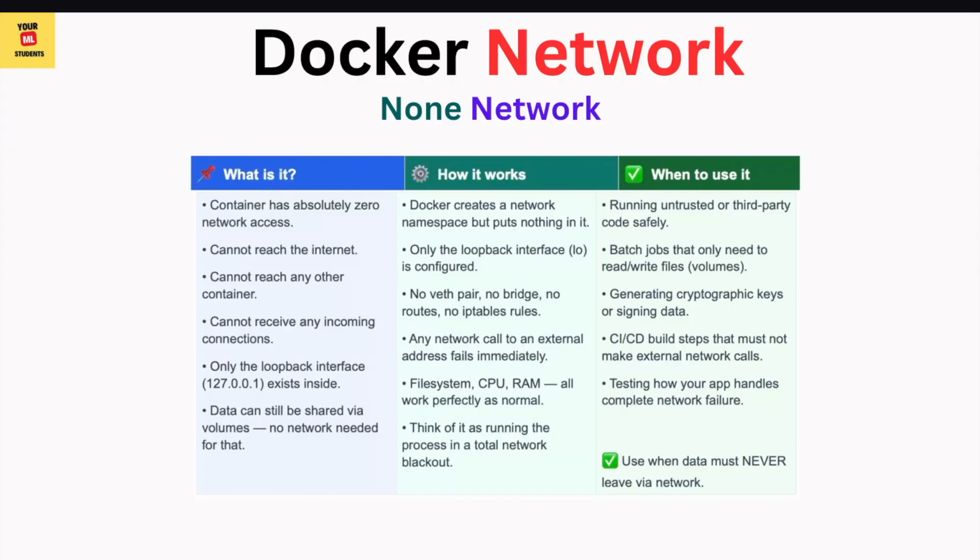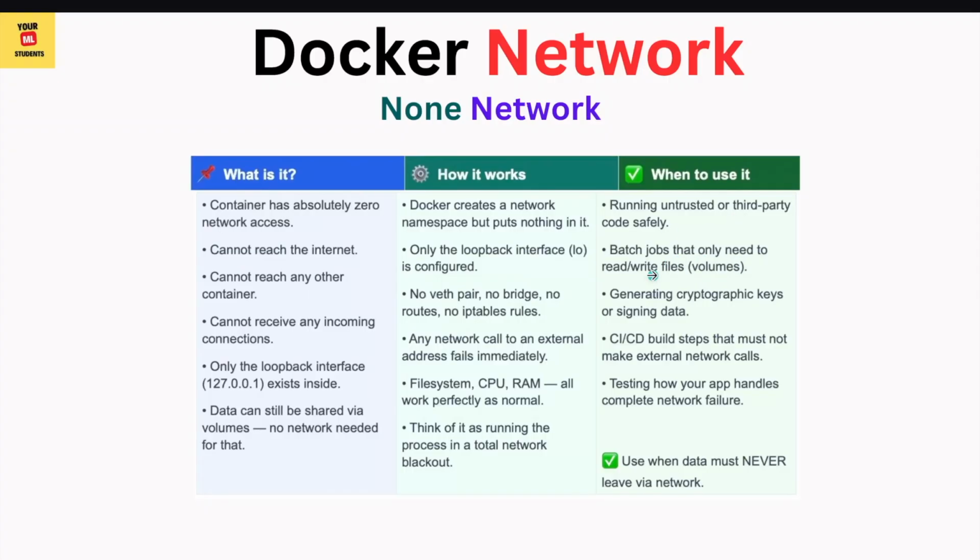But that container will not be able to access the internet, and it will not be reachable by anyone. So think of it as running the process in a total network blackout. It's running, but no one can access it. And when to use it? For running untrusted or third-party code safely. When you want to run code that is vulnerable, or third-party code whose security you are not sure about, just run it there. Since that container doesn't have any connection, it will not create any impact.